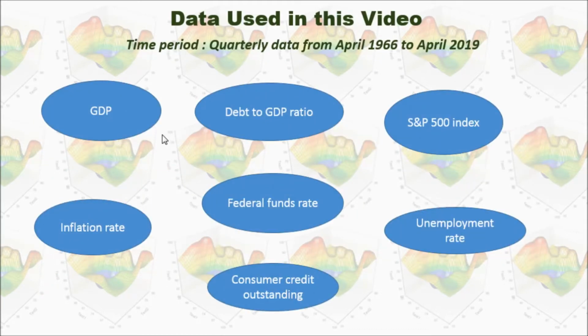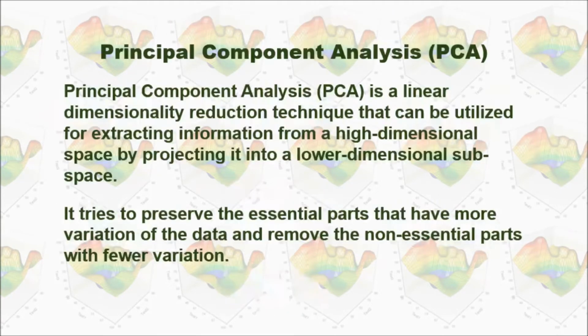The data I'm going to use in this video is about America's economy. So we have GDP, debt to GDP ratio, S&P 500 index, etc. I have those 7 factors in my data set. Because there are 7 components, it's difficult to present in a graph.